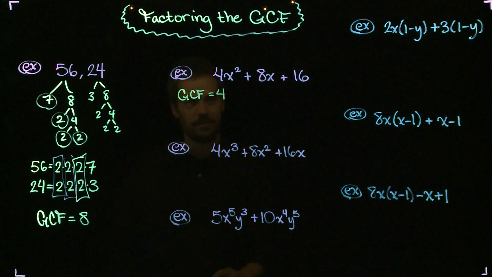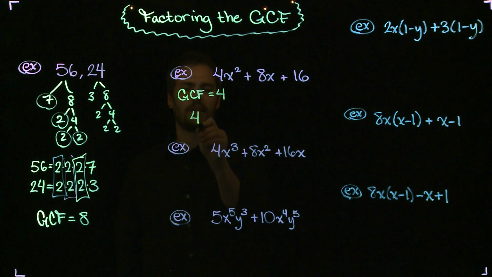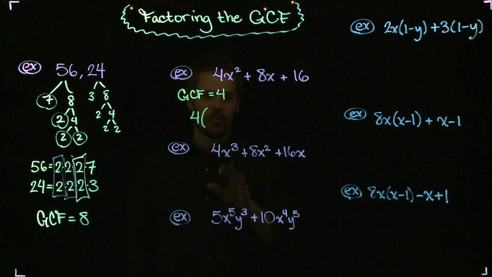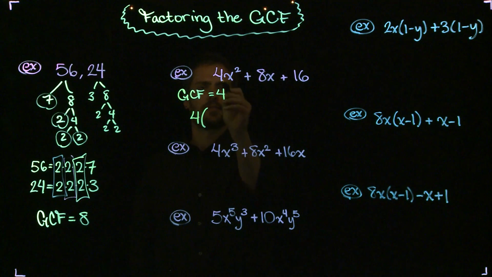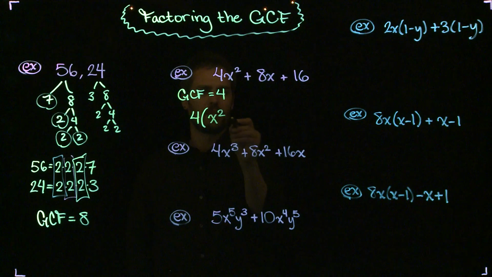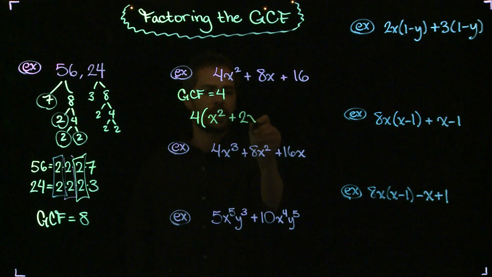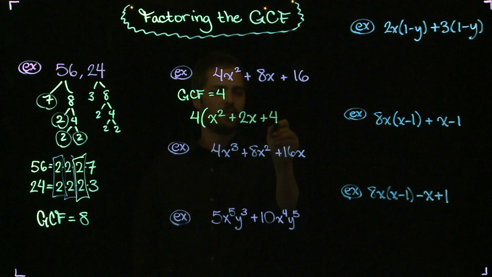What I'm going to do is factor that out of each of these terms and put it off to the side, and then put a set of parentheses here. What I have left in the parentheses are every term divided by the greatest common factor. So 4x squared divided by 4 is x squared. 8x divided by 4 gives me a plus 2x. 16 divided by 4 gives me a plus 4, and then I'm going to put my other set of parentheses.